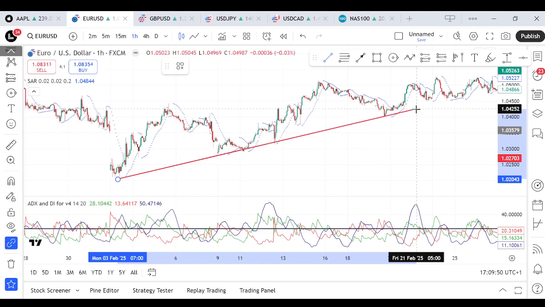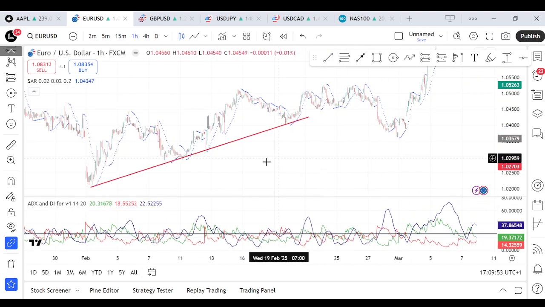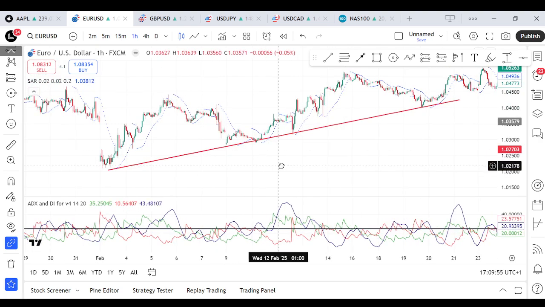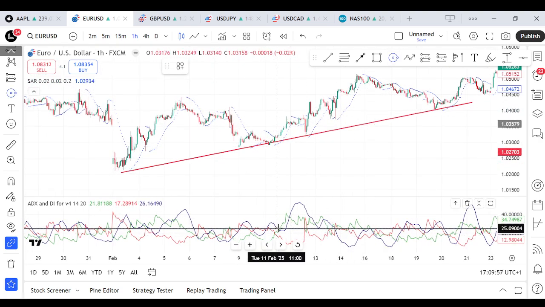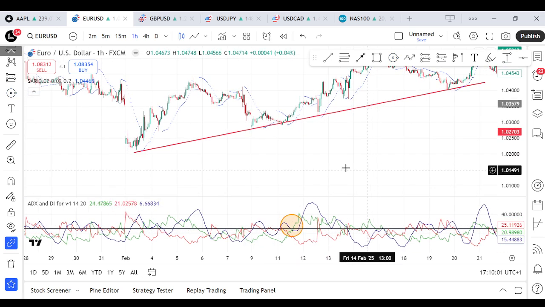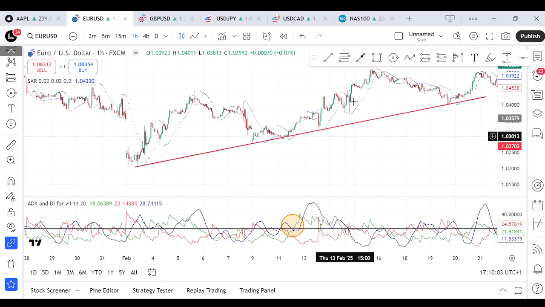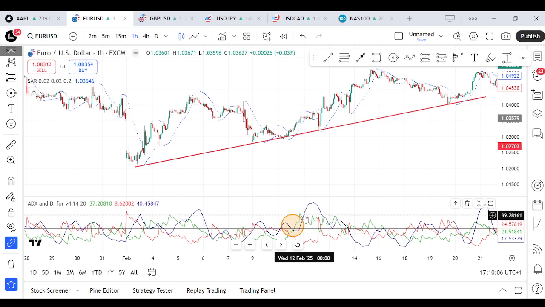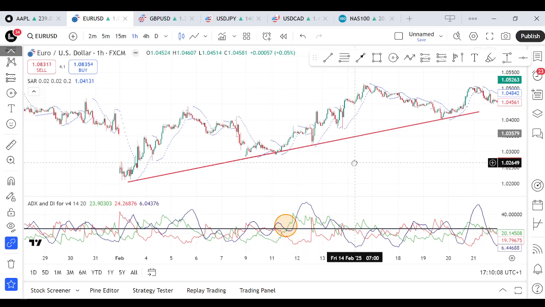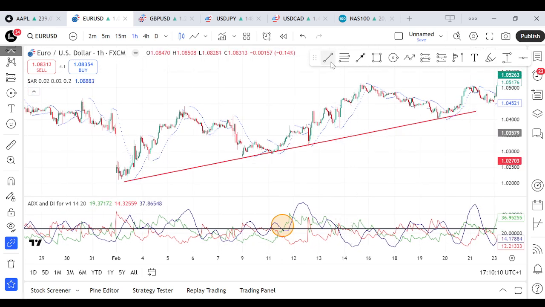You can use your trend lines to draw and confirm bullish trends, and also you have the ADX above 25 here multiple times, showing that indeed this bullish trend is a strong one, and you have the positive DI above the negative DI.